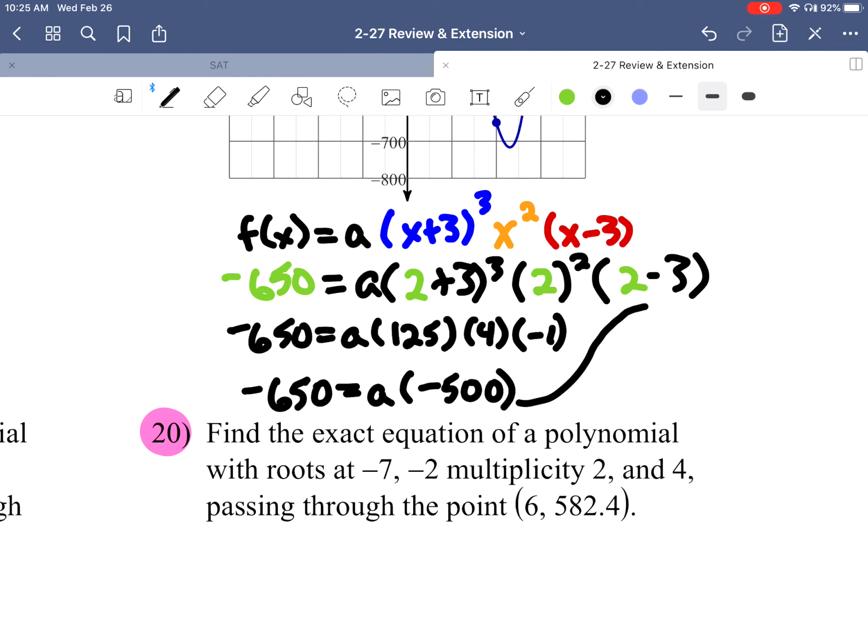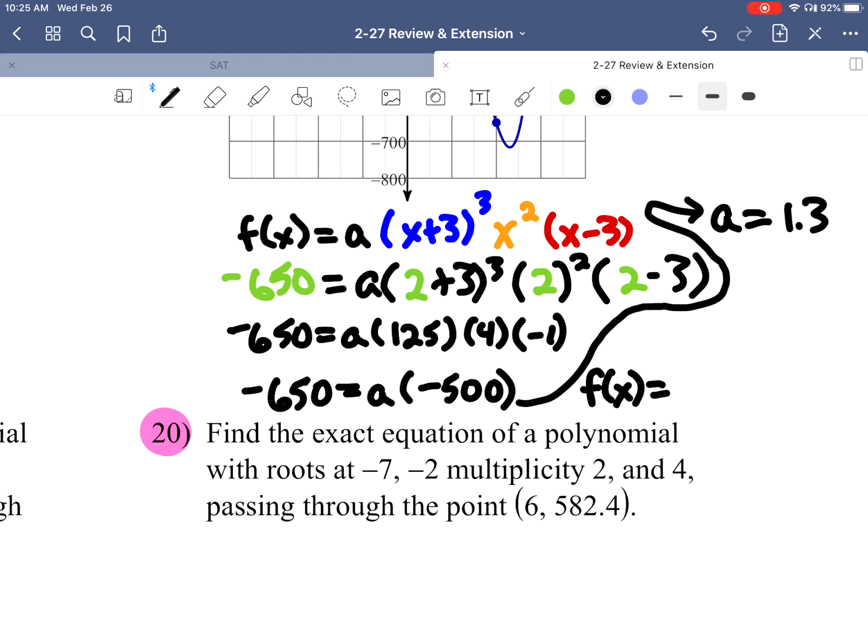Now I need to finish solving for a, and I'm going to divide by -500. So -650 divided by -500 will result in an a value of 1.3. Now that I have my a, I can write my equation.